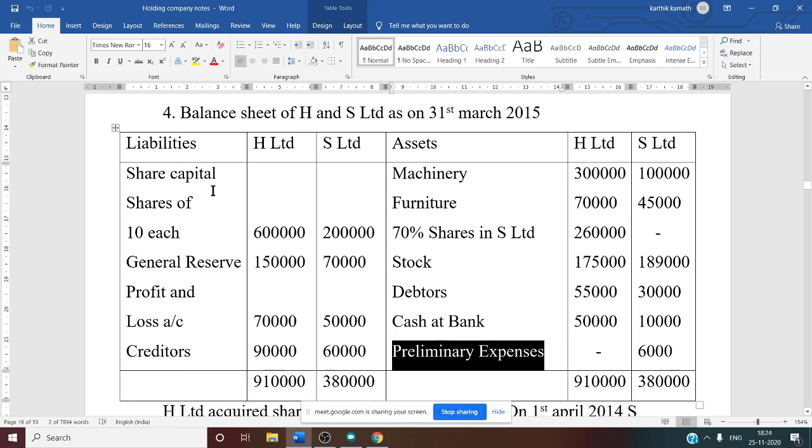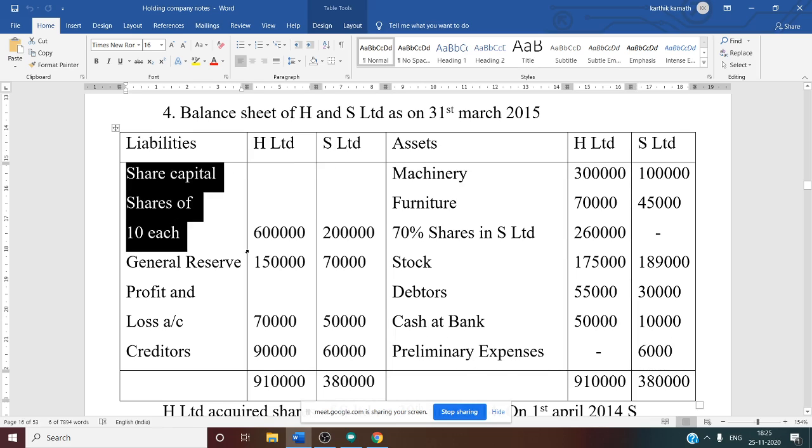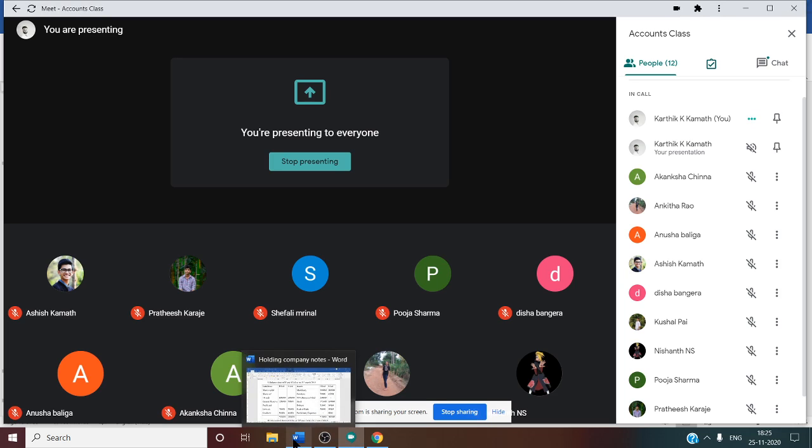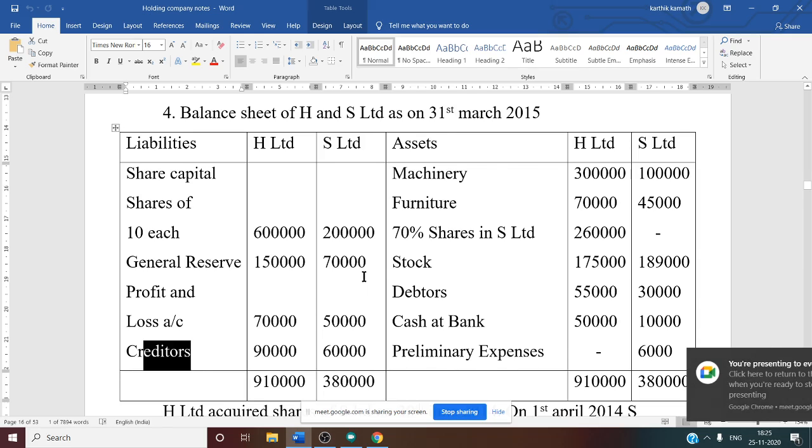Then on the liability side, if you see, there is share capital, shares of 10 each. For both the companies it is given, H Limited as well as S Limited. Then there is a general reserve, profit and loss account and creditors. So everything is similar to the previous problem. Then what is different? That we have to see now.